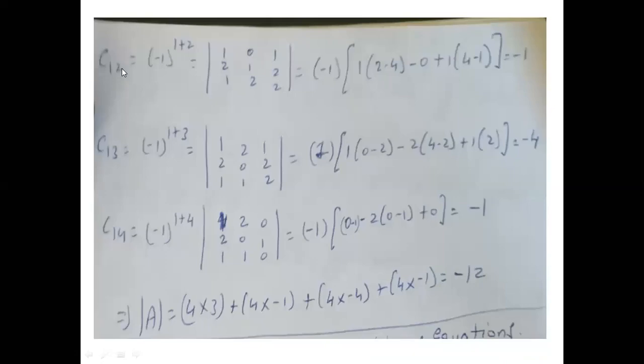So I found C12, C13, C14, and these values are minus 1, minus 4, and minus 2. And once you do that, the total determinant is 4 into 3 plus the other factors, and that just comes to be minus 12. Okay? So this is the entire idea of finding the cofactors.